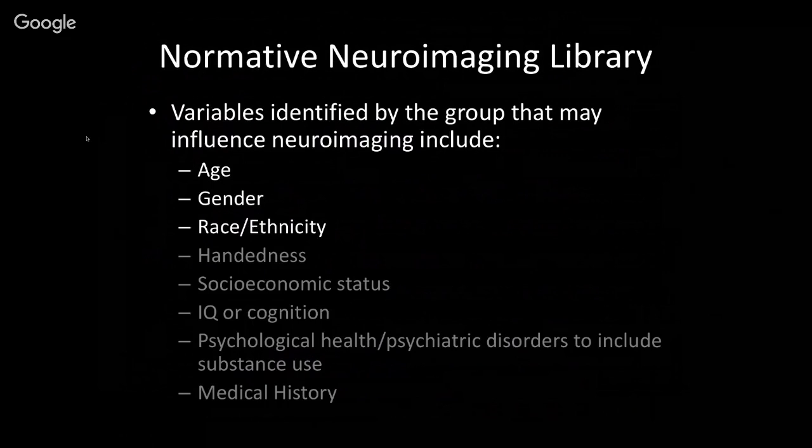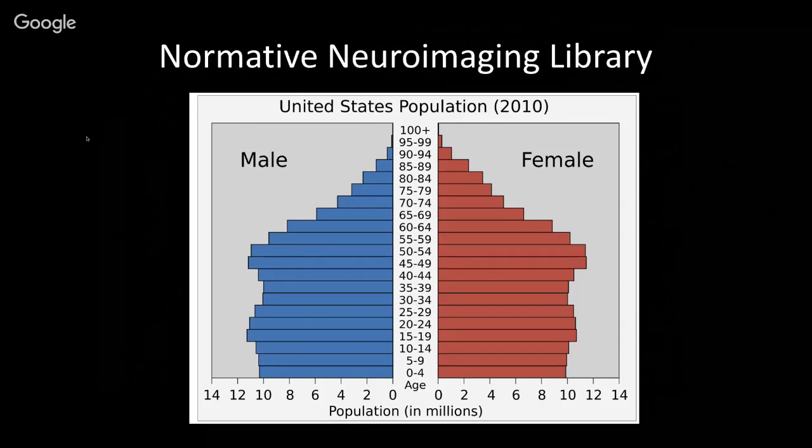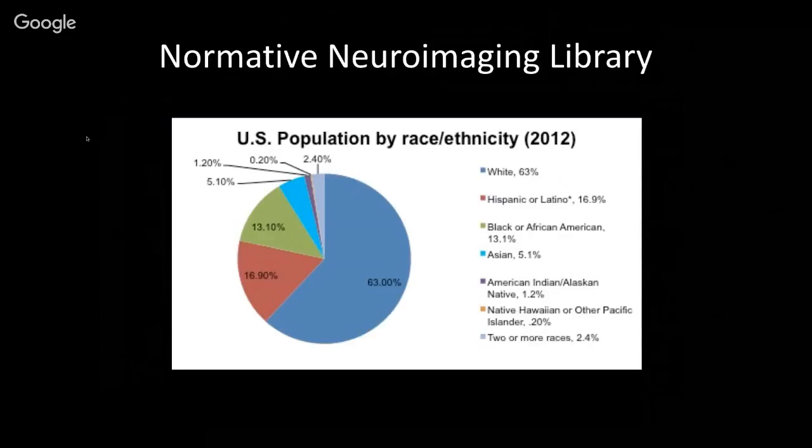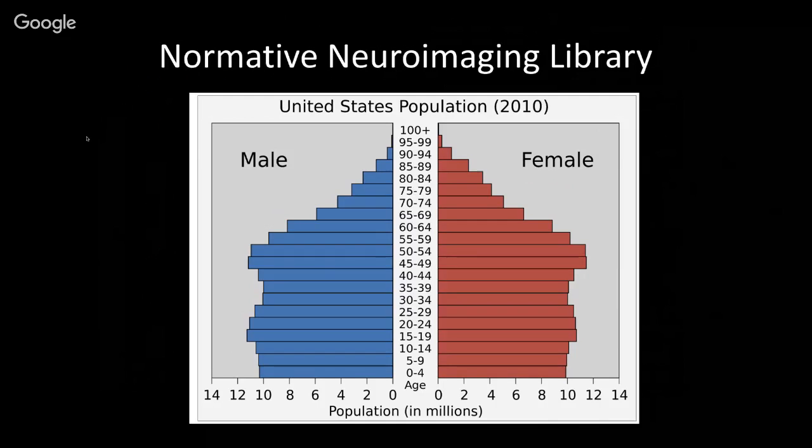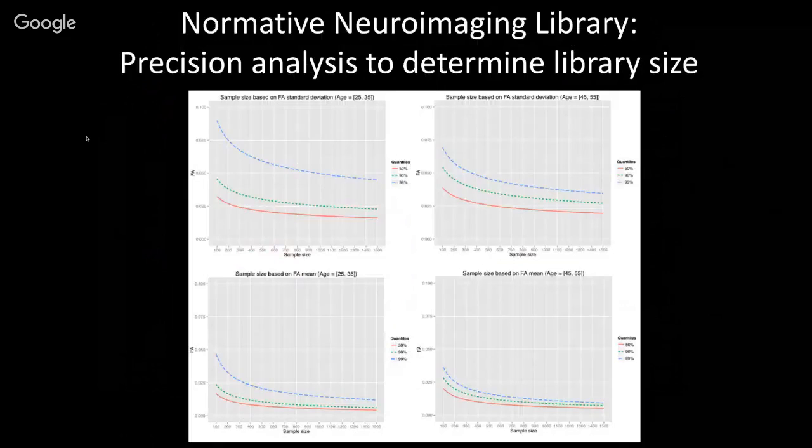Now, the variables that we are really going to recruit towards are the top three that have been recognized to influence neuroimaging: age, gender, and race and ethnicity. These other variables, although they've been recognized to influence imaging, will basically be tracked in order to get a more precise understanding of how they may influence variation across normal. And we'll be using US Census data to inform how we recruit towards various metrics in this database, for gender, age, and also ethnicity.